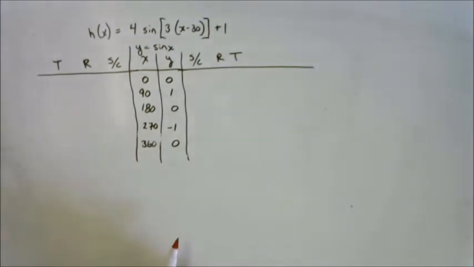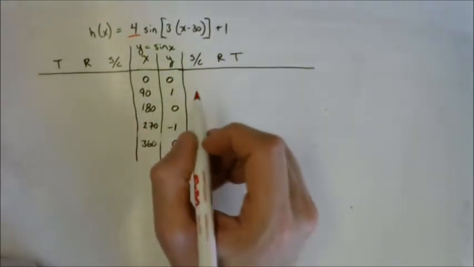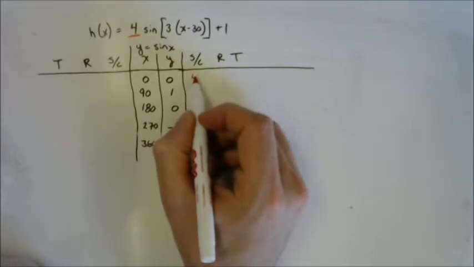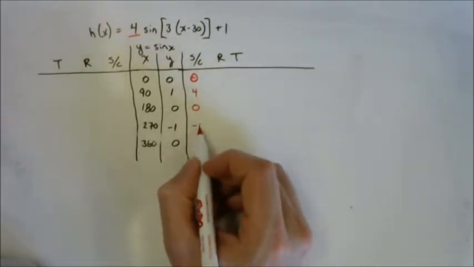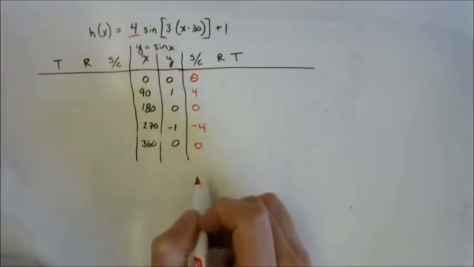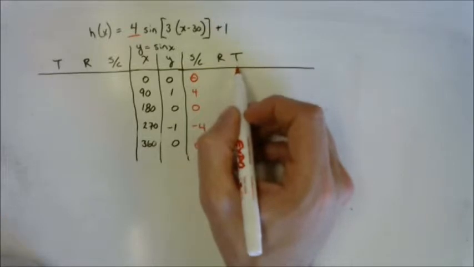Let's go vertical first. We have a vertical stretch by a factor of 4. So write your new y values. There is no vertical reflection. There is a vertical translation of up 1.